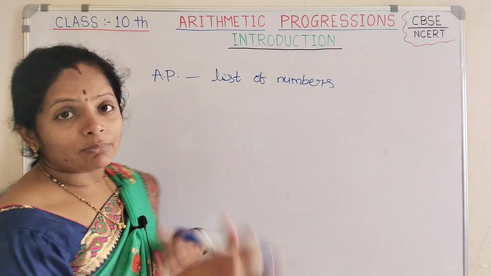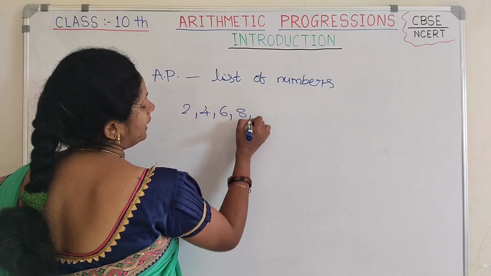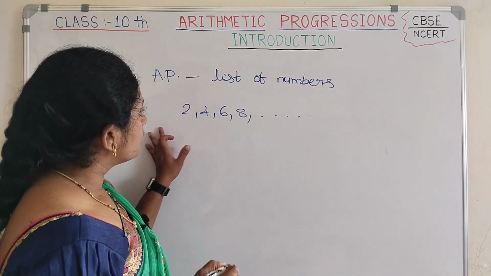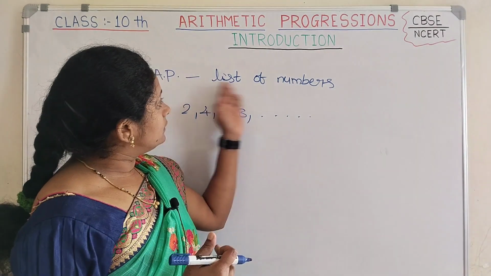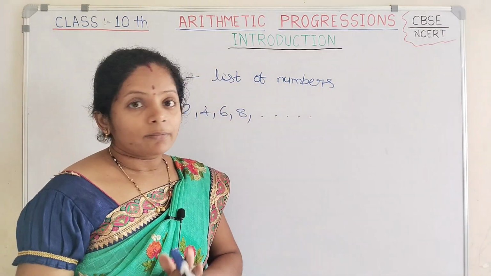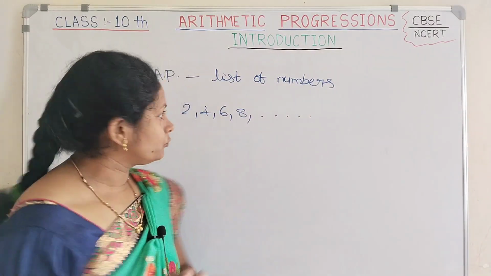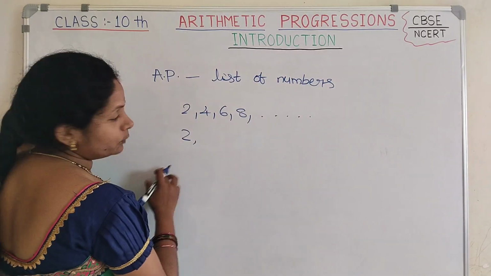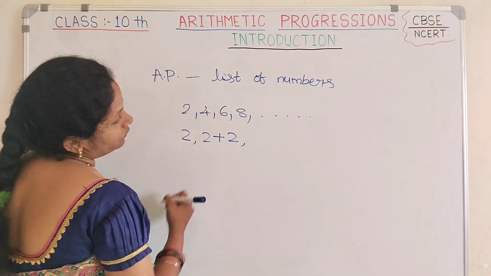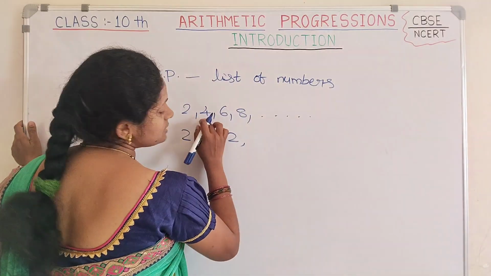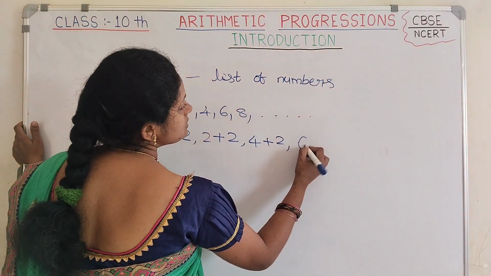Okay, what type of numbers are these? Let us take an example: 2, 4, 6, 8 and so on. It is a list of numbers, and each term can be obtained by adding a fixed number. See, the first term is 2. This 4 can be written as 2 plus 2. 6 we can get as, what is the previous term? 4. 4 plus 2. This 8 is 6 plus 2.